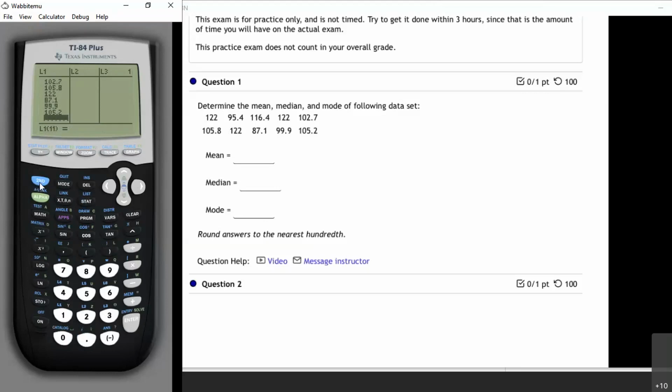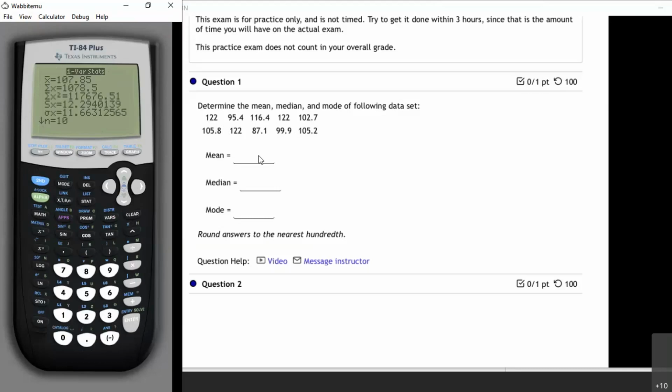I'm going to quit out of here. And then if you go into stat calc, the very first one is one variable statistics. So I'm going to hit that. I don't have a frequency list here, I just have individual scores. So I'm just going to go down and hit calculate.